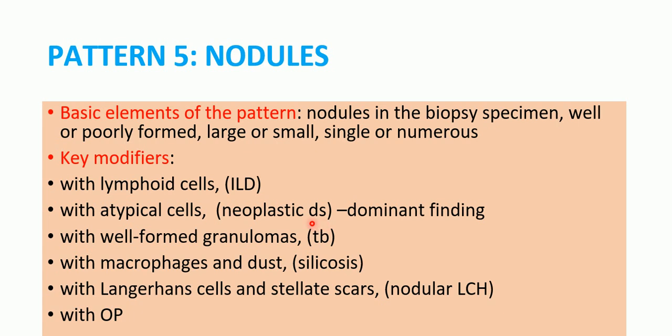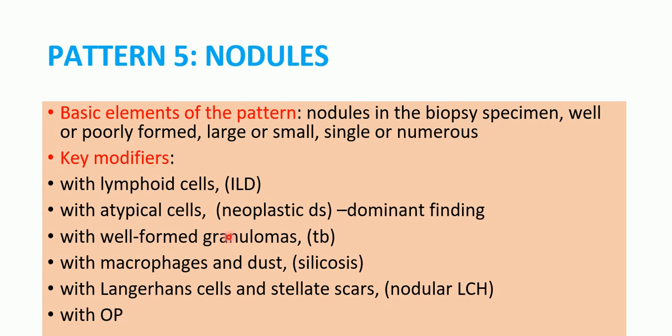Pattern 5 is nodule. It is easily discernible at low scanning magnification, and the basic elements include nodules, which can be a single nodule or multiple nodules, small nodules or large nodules, or well-formed or poorly formed nodules. So, key modifiers include that these nodules can be composed of lymphoid cells in interstitial lung disease. Nodules can be of atypical cells, maybe malignancies, which we are not going to cover in this lecture.